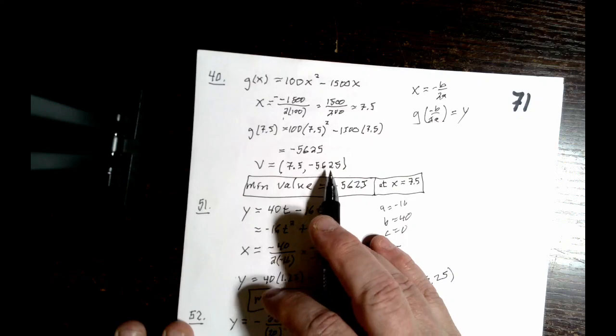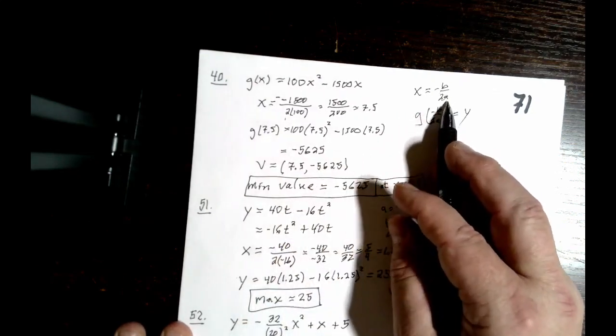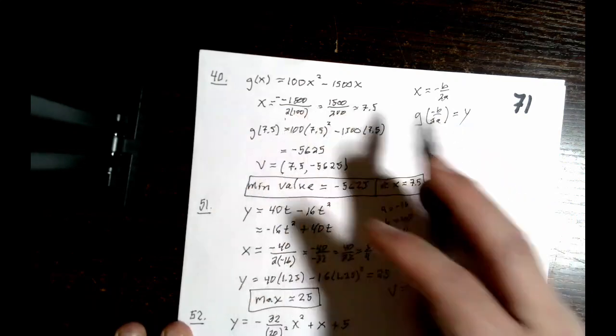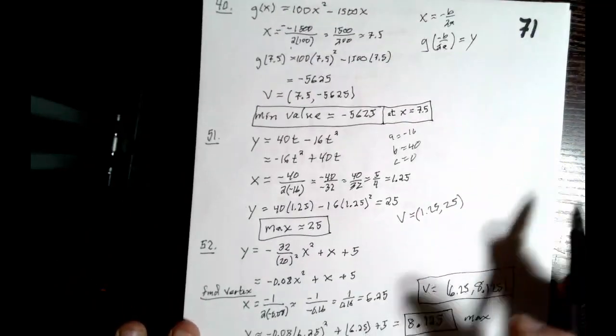There's two ways to find a vertex. This way, figure out what minus b over 2a is, and then plug it into the function. Or you complete the square. Obviously completing the square is harder, but it is another way to find it.